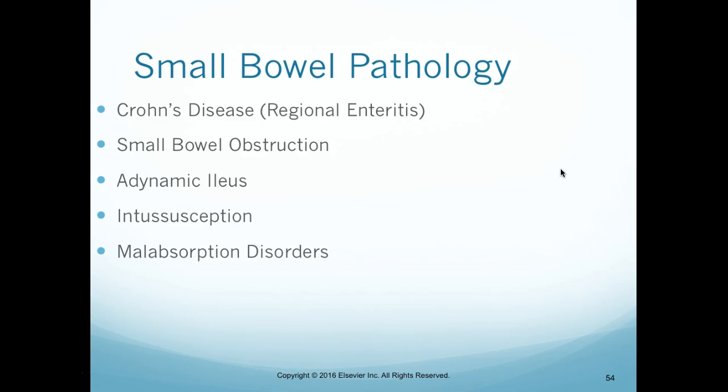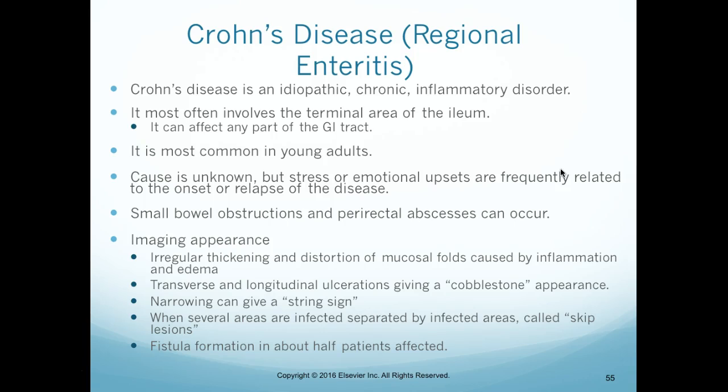Now we're going to talk about small bowel pathology. We're going to talk about Crohn's disease, which is also called regional enteritis, small bowel obstruction, adynamic ileus, intussusception, and malabsorption. So Crohn's disease, or regional enteritis, is an idiopathic chronic inflammatory disorder. It most often involves the terminal ileum, but it can go through the whole digestive tract. It will attack the large intestine. It is most common in young adults, usually between 20 and 30 is when it hits, but don't quote me on that. It's usually the younger adults though. Causes are unknown, but stress and emotional upset are frequently related to the onset or relapse of the disease.